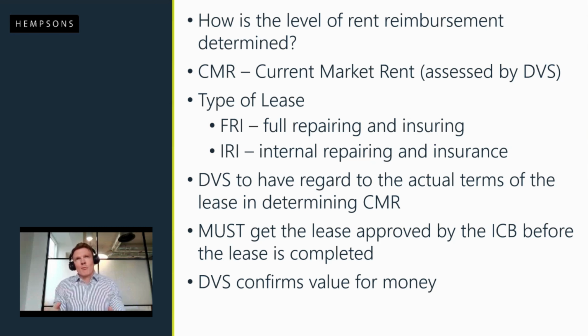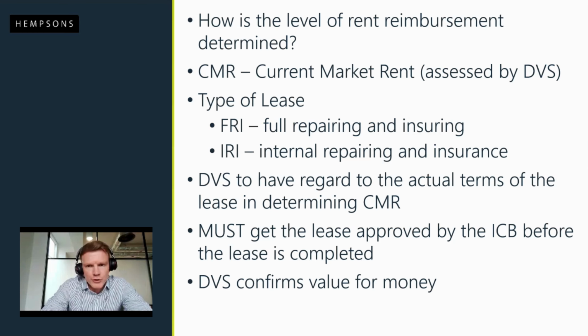Now, I say that's a silly example because in a commercial context, a landlord is not often going to be wanting to grant different types of leases to tenants within the same building. So it's a very rare case. But just to illustrate the point, it really matters what type of lease we're talking about when it comes to CMR. So the first type of lease is an FRI lease.